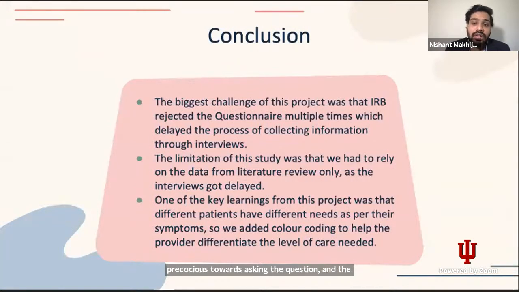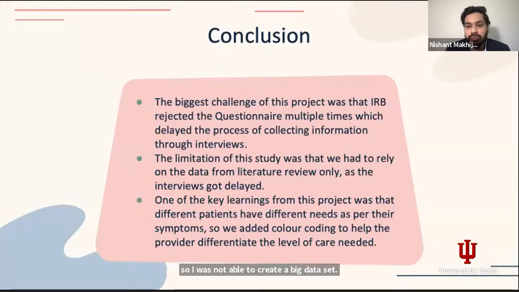The limitation of the study was that we had to rely on the data collected from the literature review, as the interviews got delayed. Once that is over, I think I can make some changes. Another limitation I found is that the data set was limited, as per my understanding, so I was not able to create a big data set.